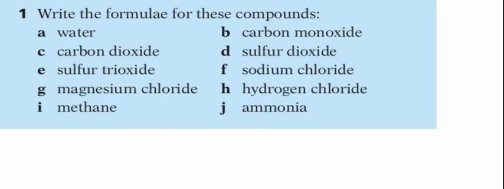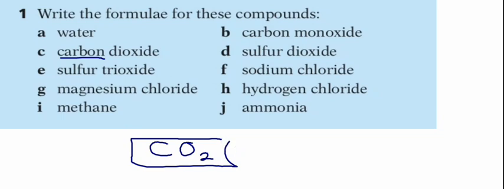Another one, we also have carbon dioxide. So as for carbon dioxide, we have 1 atom of carbon for this one, and di means 2, which means we have 2 atoms of oxygen. So carbon dioxide is CO2. So this one is the chemical formula of carbon dioxide.